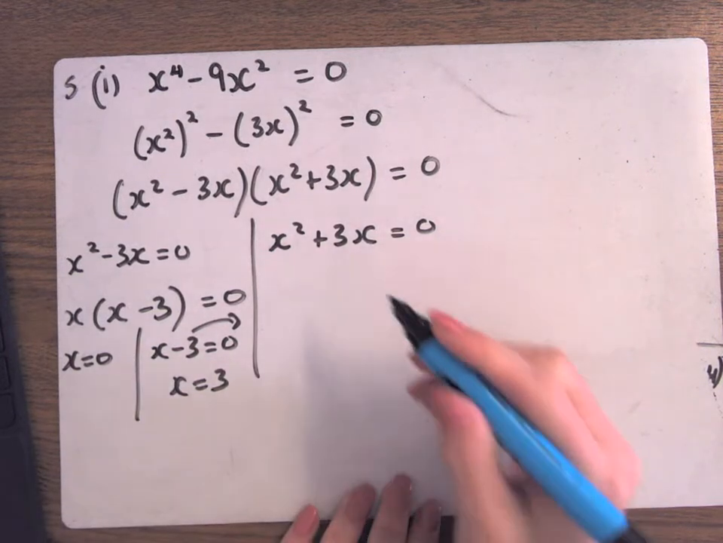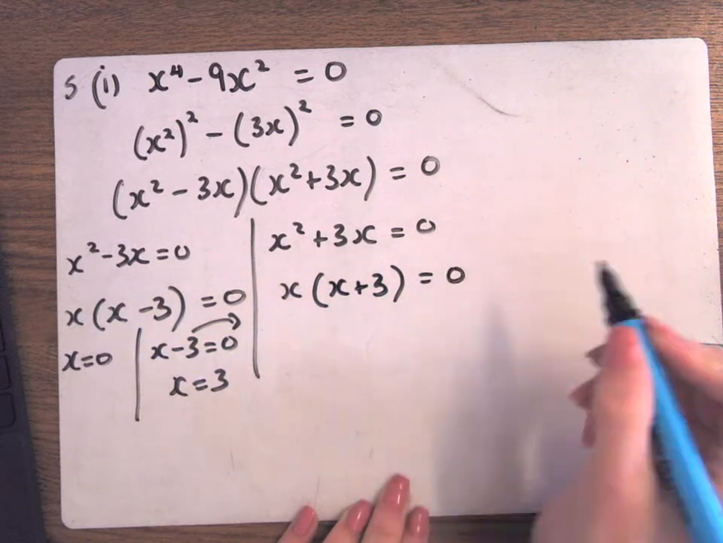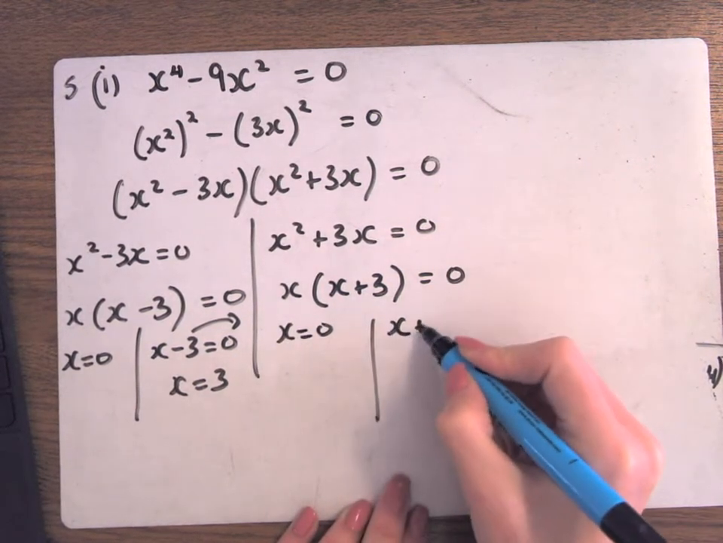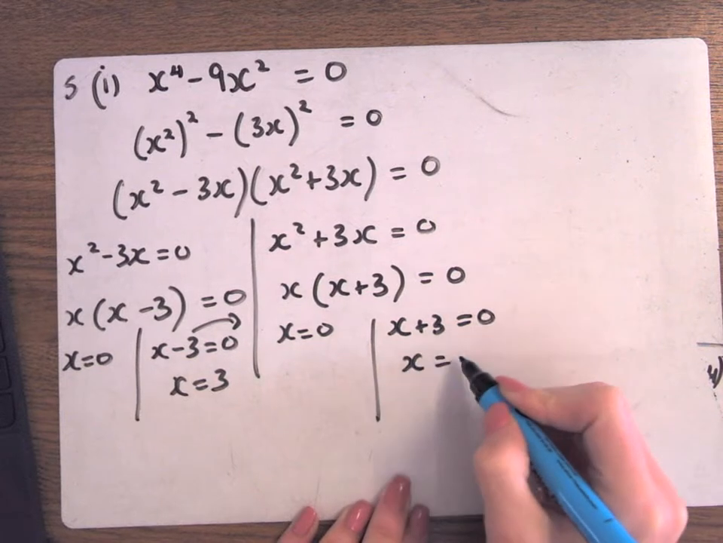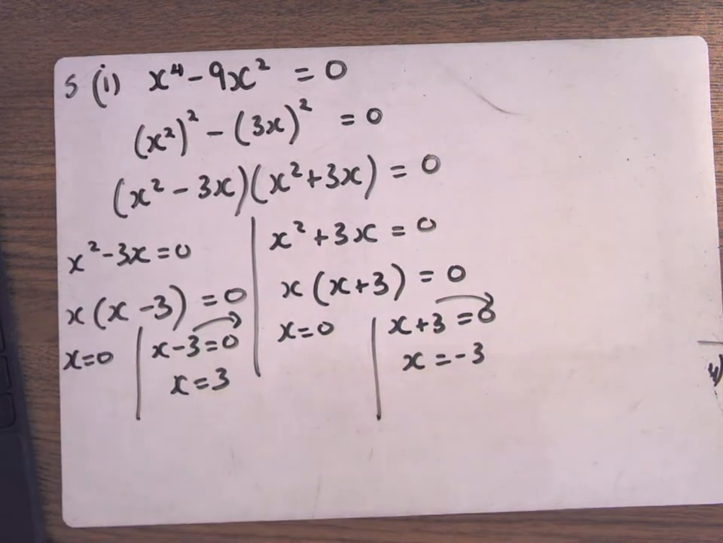And over here, x is common. x plus 3 equals 0. Split my page. Put the first thing equal to 0 and put the second thing equal to 0. So x is minus 3. So x is 0, x is 3, and x is minus 3. Is that the answer at the back? Great.